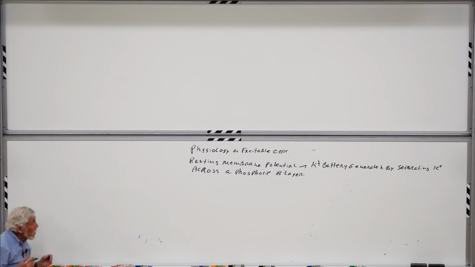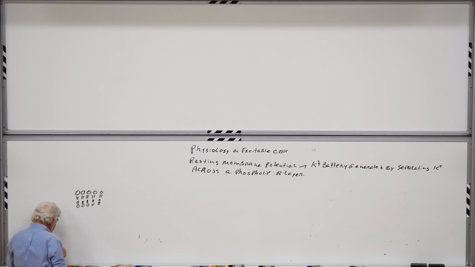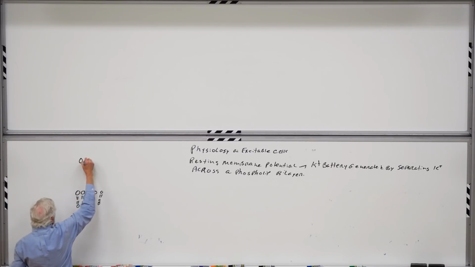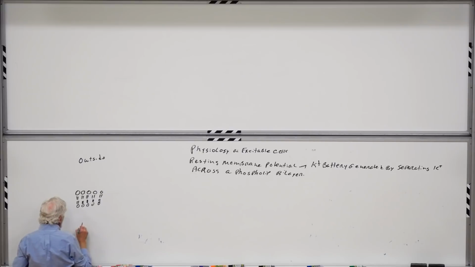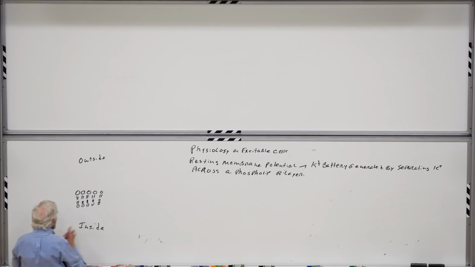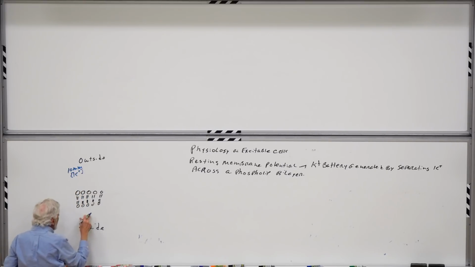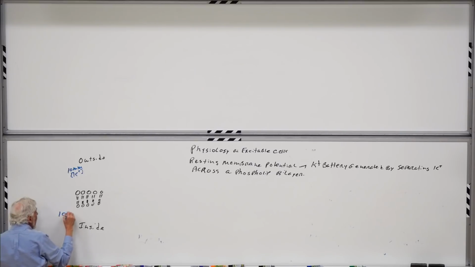So we'll start here simply by drawing the phospholipid bilayer. We've done this many times. We'll arbitrarily make this outside. We'll make this inside. We're going to put on the outside 10 millimolar potassium ions. And on the inside, for round numbers, we're going to put 100 millimolar potassium ions.